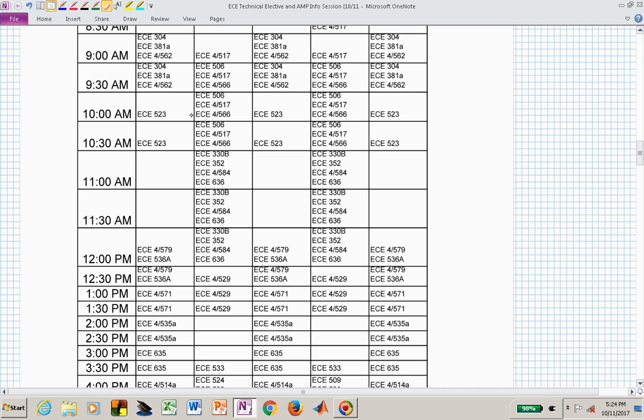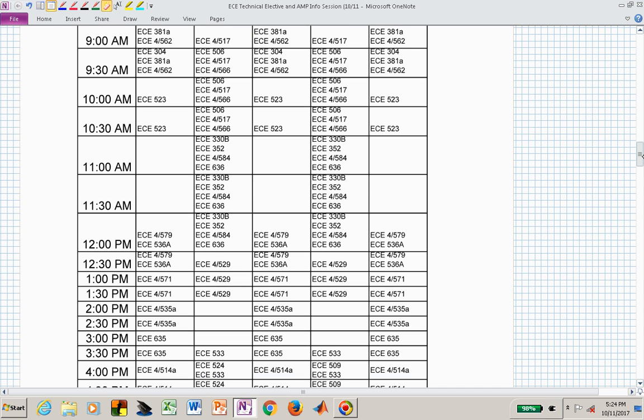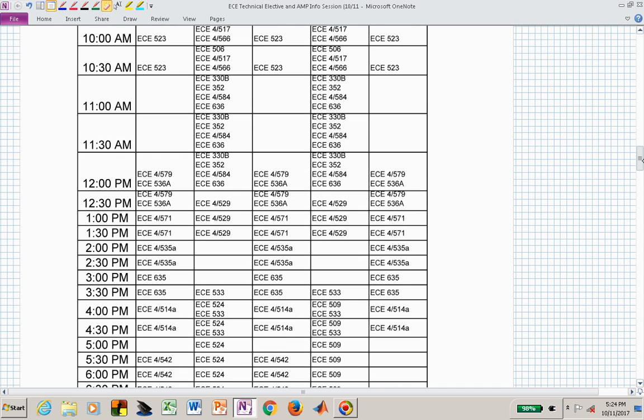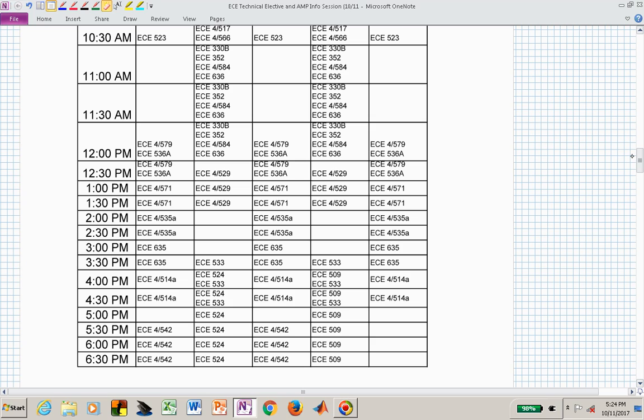But I've tried to include not just dual numbered classes, but also exclusively 500. But you want to make sure you pay close attention to the prerequisite structure. 523 will be a challenge if you haven't had a lot of probability and statistics, probably statistics.